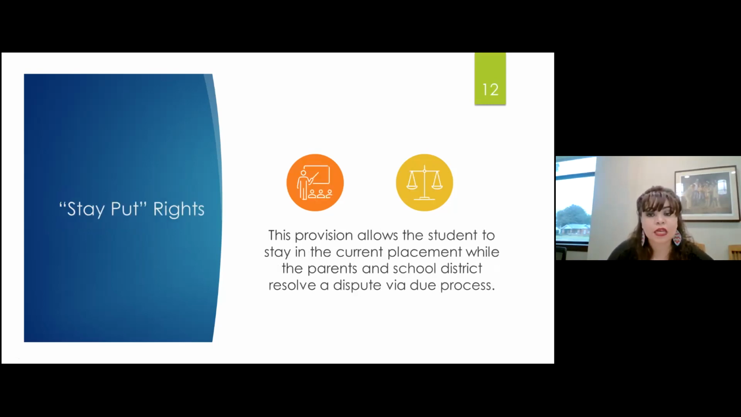Stay put rights. This provision allows the student to stay in their current placement if the parent and school district are in the middle of resolving a due process. For instance, I had to use this for my own child at one time when the school was proposing to change his placement. I had to file the due process, and while we were going through the due process, he was able to stay in his same environment. There were no changes to his schedule.